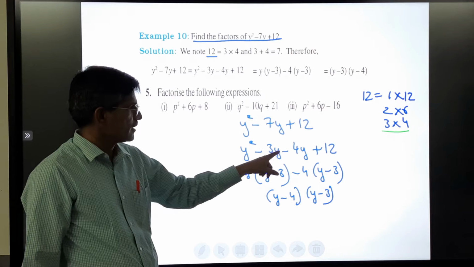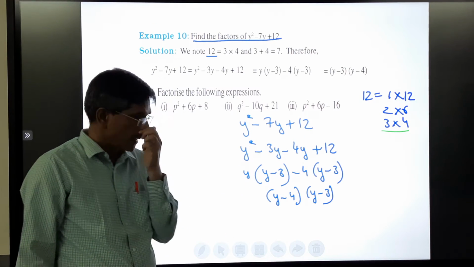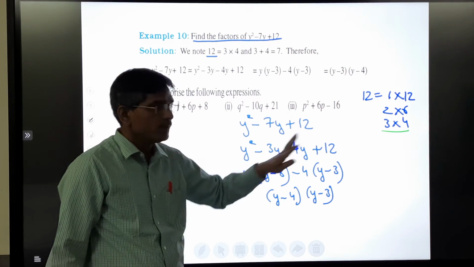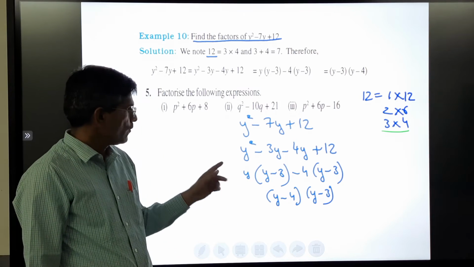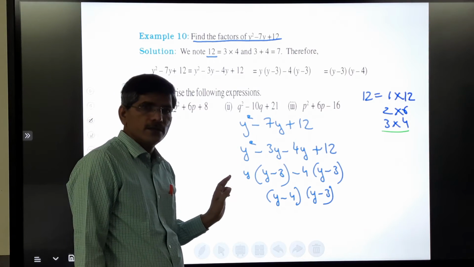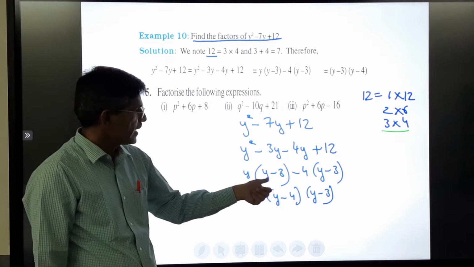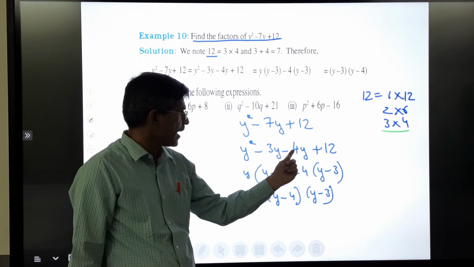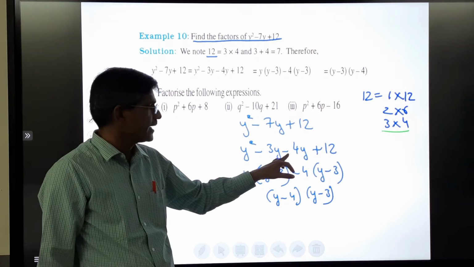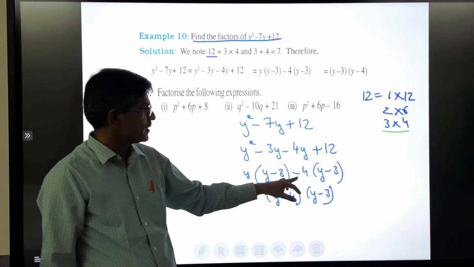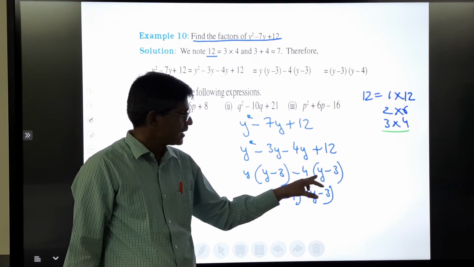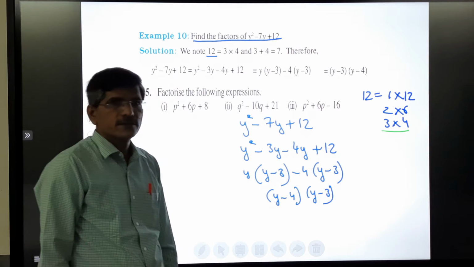So y square minus 3y minus 4y plus 12. Now 1, 2, 3 and 4 terms are there. Out of 4 terms we have to take a common factor. From the first and second term, y is common, so y minus 3. In the third and fourth term, minus 4. When the third term has a negative sign, we have to take minus 4 outside. So in the bracket we can write y minus 3.